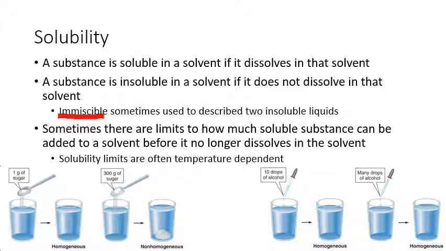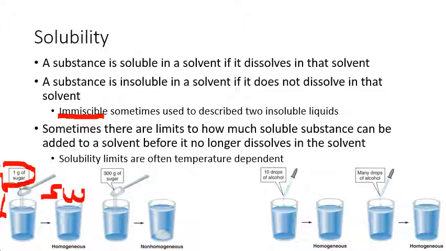The other thing you might notice is that usually there's a limit to solubility. Sugar is soluble in water, as you can see here, and you could take about 1 gram of sugar and put that into the water, no problem. You would have a nice homogeneous mixture of sugar plus water, a solution of solid sugar dissolved in liquid water.